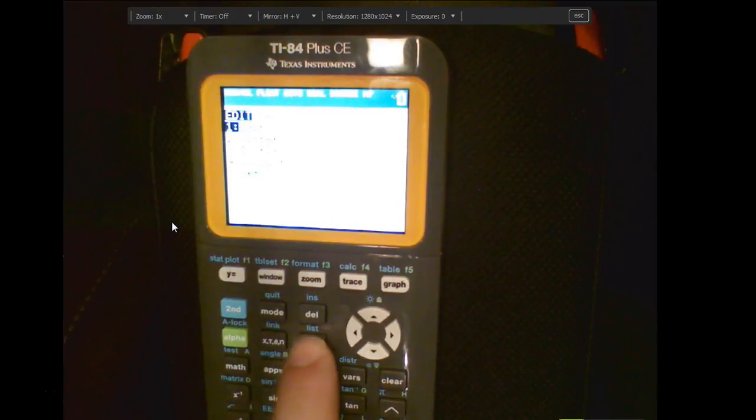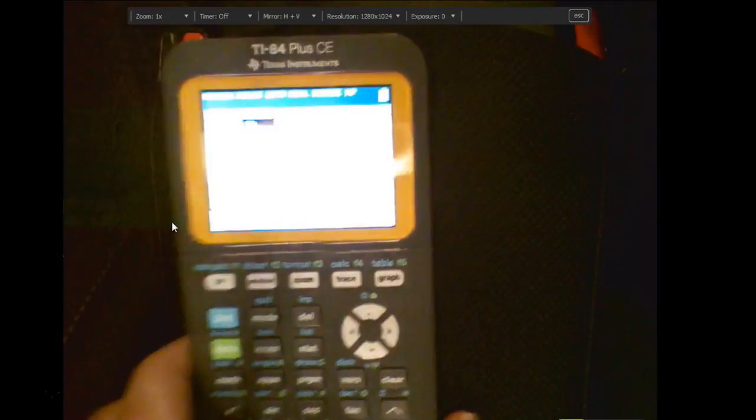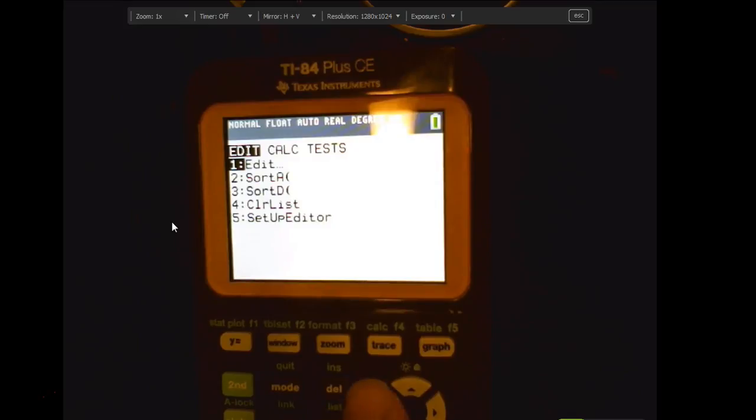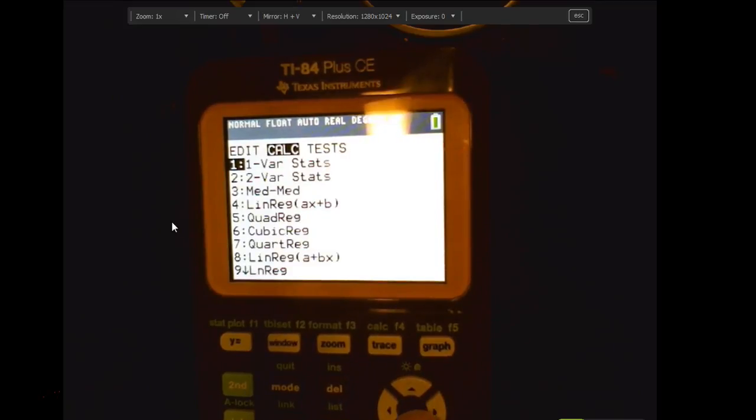So if I went to Stat and Edit, hold on, let me help you see this a little better. So there's the 2 lists of data that are in my calculator. So we created those lists. Now if you go back to Stat and go under Calc, there's two areas you're going to want to know for this. One is the two variable statistics. In here you will find what we did in the last video by hand with the mean point.